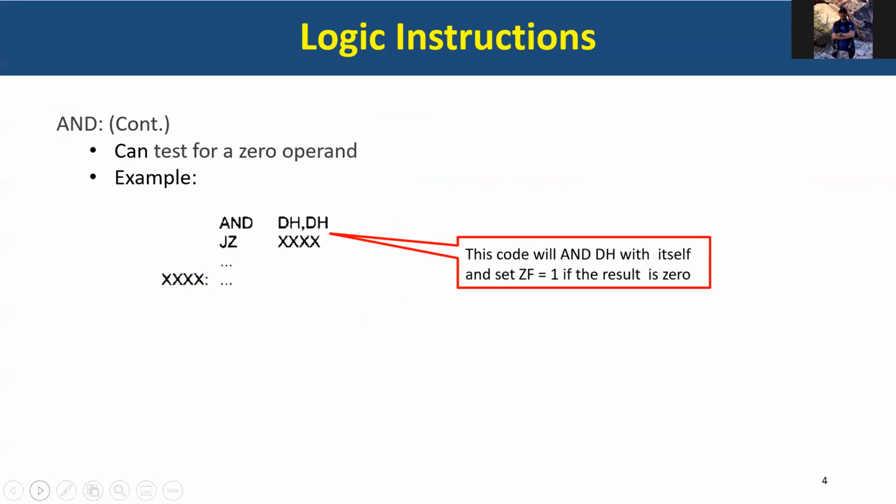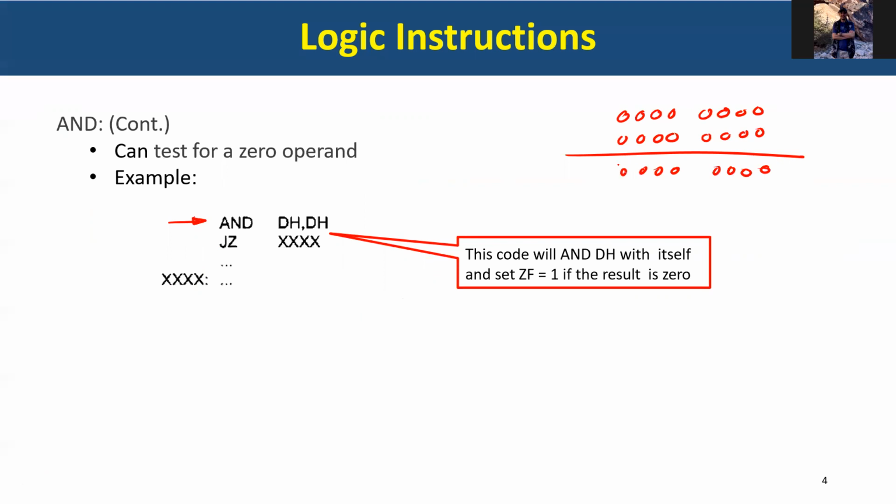Another application is that it can test for a 0 operand. If you have a register and you want to check whether this register has a 0 or not, you can AND it with itself. So if AH is 0, for example, when you AND it with itself, then the output, of course, will be 0. And in that case, you can make, for example, a jump if zero, and it will jump.